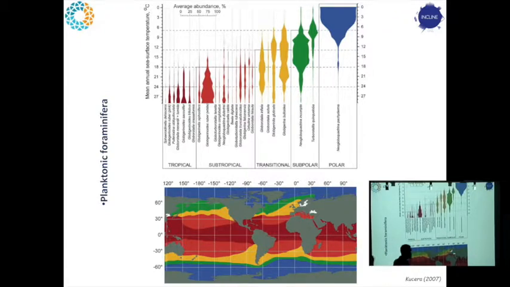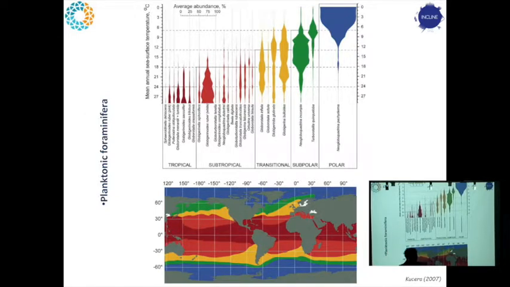Another, extreme example, Neogloboquadrina pachyderma. As you can see, a very thick bar at temperatures close to zero. So this species completely dominates the upper water column in terms of species of planktonic foraminifera in very high latitudes. And as we progress towards low latitudes and higher sea surface temperatures, the abundance of the species decreases dramatically.